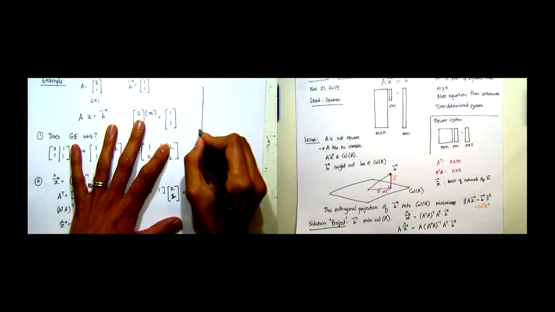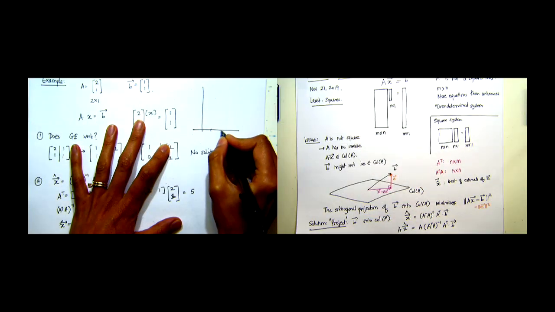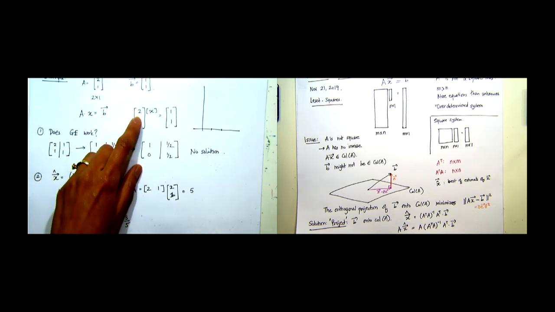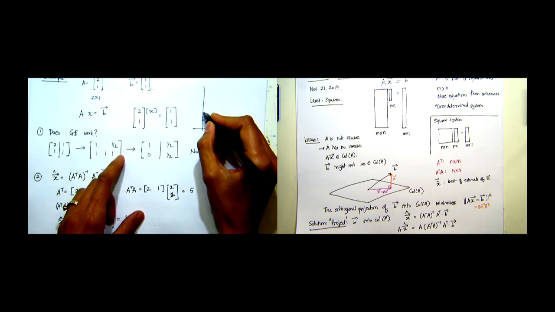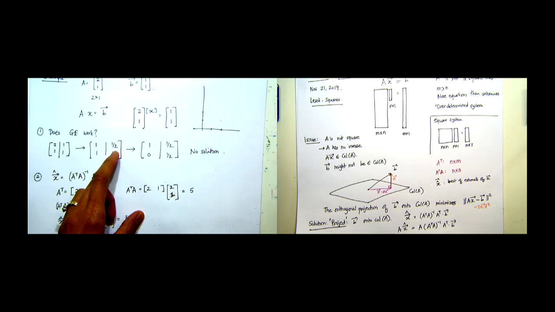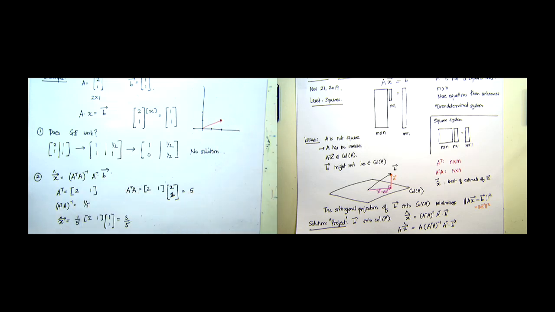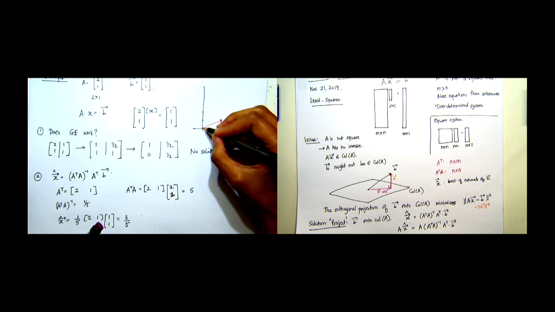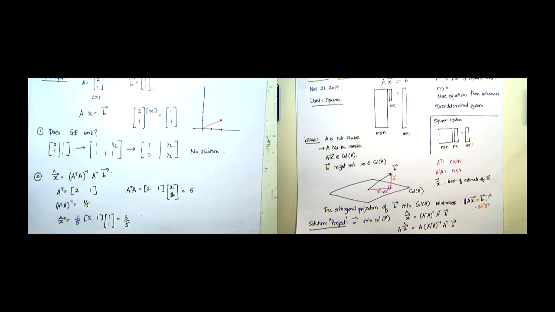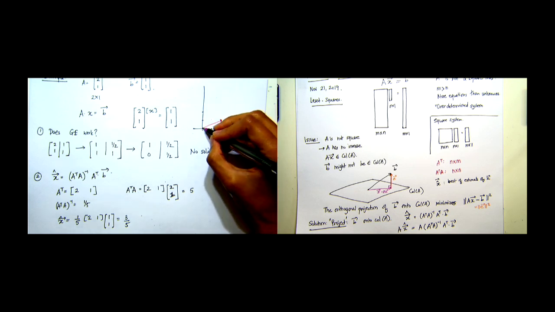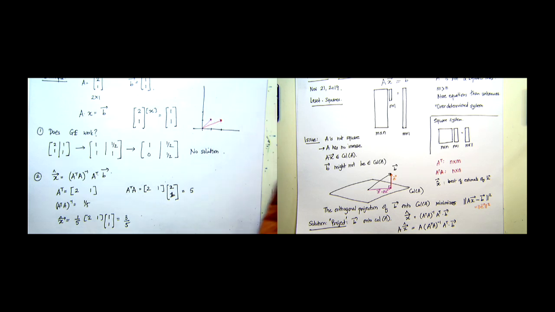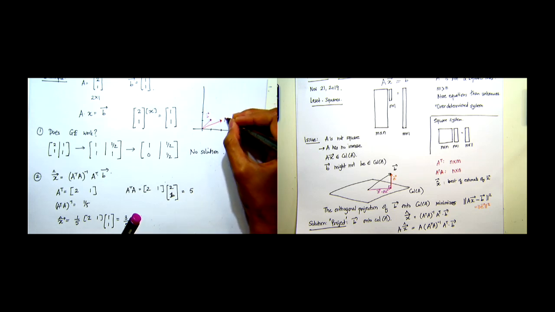So if we draw a picture of this, for example, let's say A is basically 2, 1. This is my A. And my B is 1, 1. This color doesn't look very different. Right, this is my B. And this is my A.